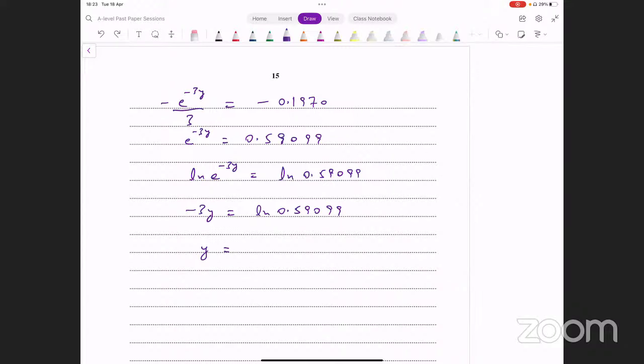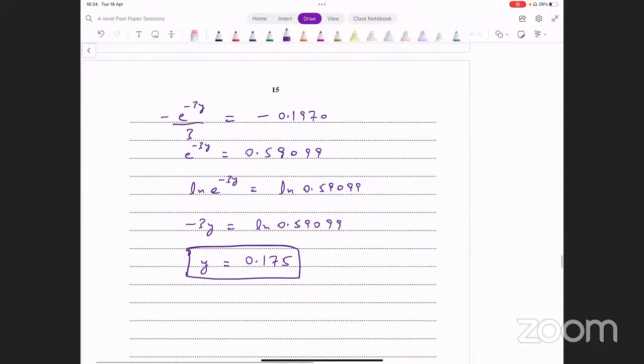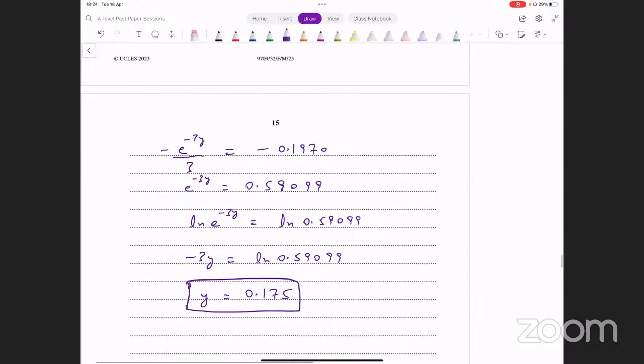कैलकुलेटर में डाल दें सीधा. आंसर जो आ रहा था आपके पास उसको आप पॉजिटिव कर दें पहले तो. Take ln of that and divide that by -3. And that is giving me 0.175. That's the value of y that we were looking for.